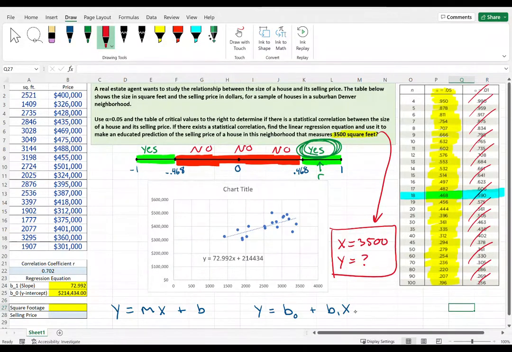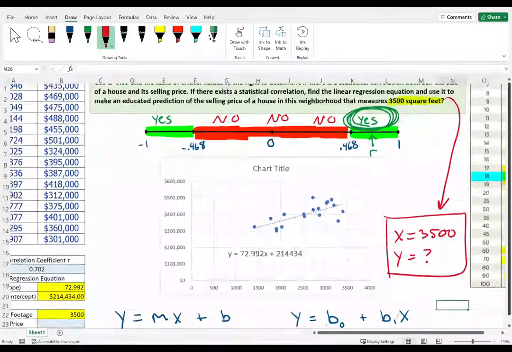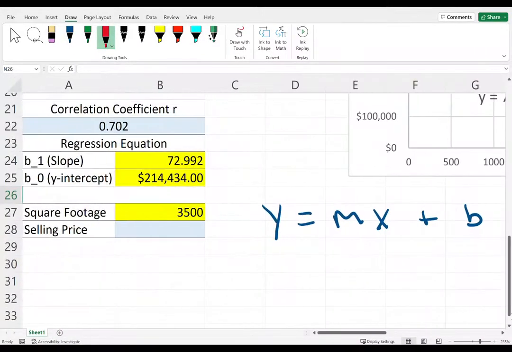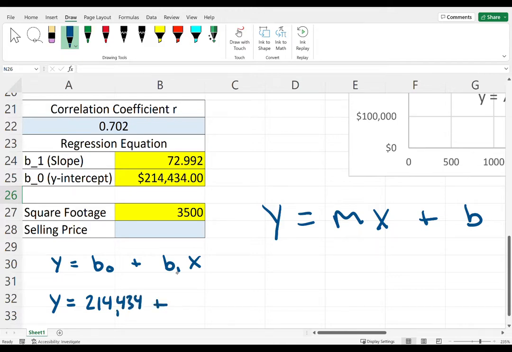All right, so we could replace the x with the 3,500. We could take that 3,500 and pop it in where we see an x. So y equals b0 plus b1 times x, and we've got all that over here. So let me type in the square footage, which is going to be 3,500. Let me zoom in a little bit down here. So B0 we have, that's the 214,434 plus B1 times X. So that's 72.992 times 3,500. We could use parentheses just to make it look a little better.